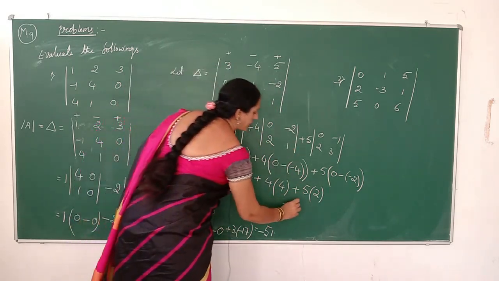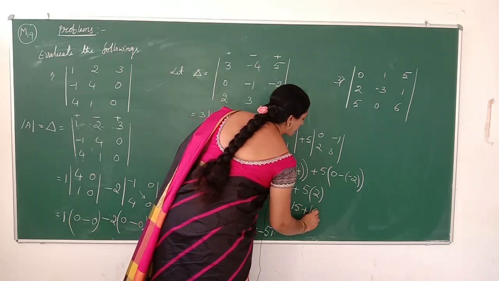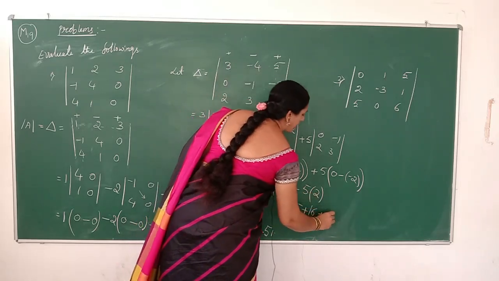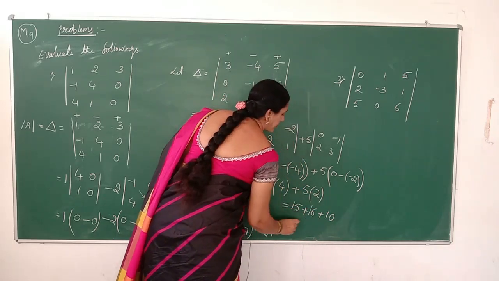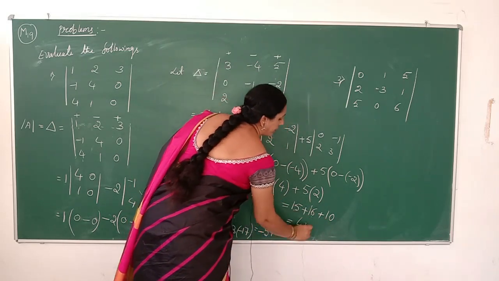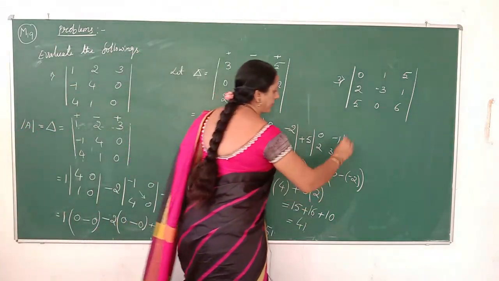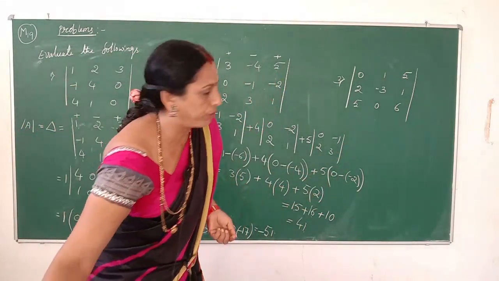So 5 3s are 15. 4 4s are 16, 5 2s are 10. 15 plus 16 is 31, 31 plus 10 is 41. So that is the value of that determinant. So similarly for the third problem.